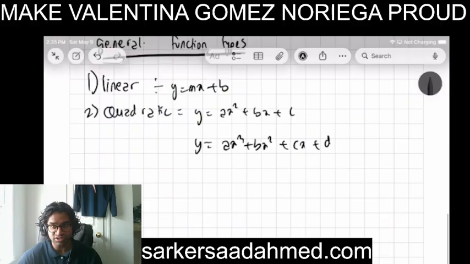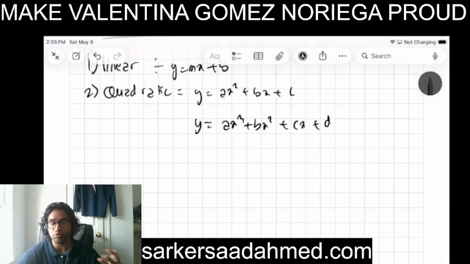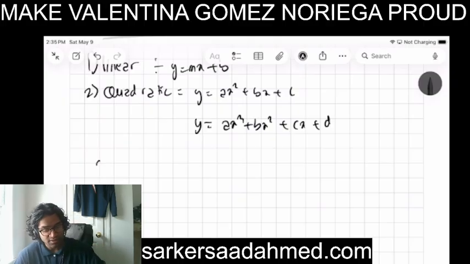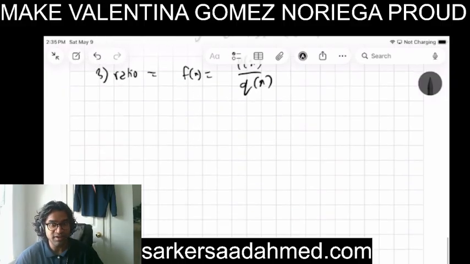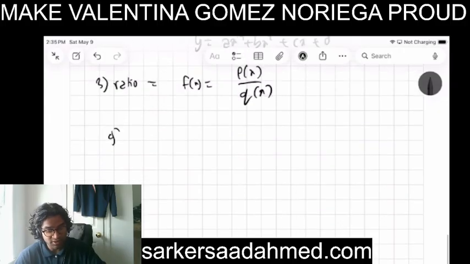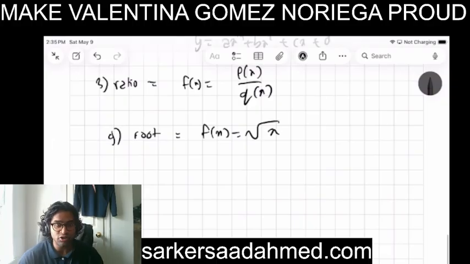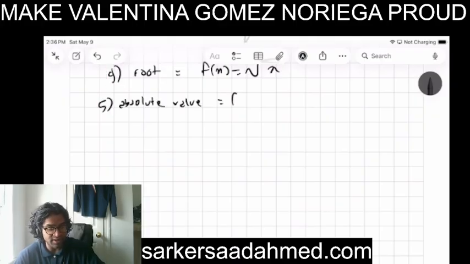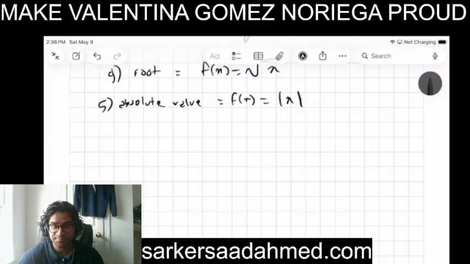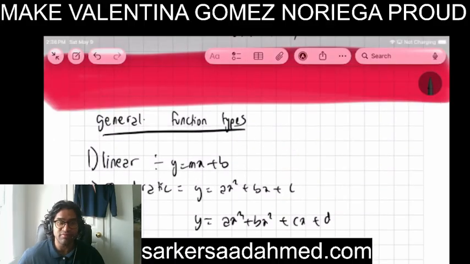And then you've got the rational. In most cases, you call that a fraction, where f of x is equal to p of x over q of x. Then you've got the root, where f of x is equal to the square root of x, and the absolute value, where f of x is equal to the absolute value of x. So these are a few general functions.